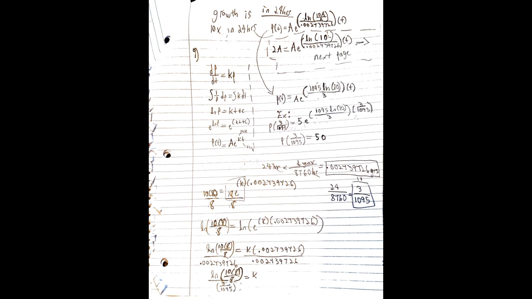So what I did was I used the idea of making a differential and then integrating it, so I can get this exponential function of A e to the power of KT, K being the rate, T being the time. Then I had to remember that the question wanted you to make a function in which the population over 24 hours is 10 times the original population.